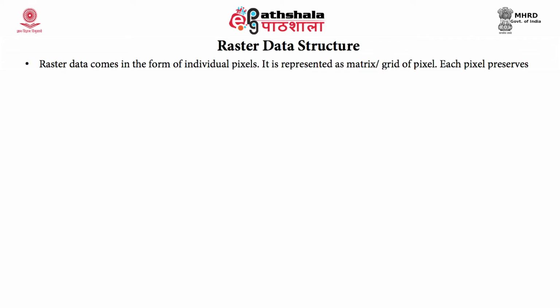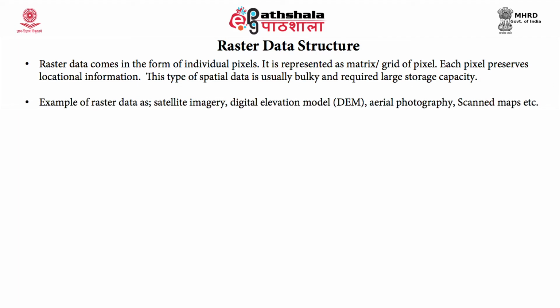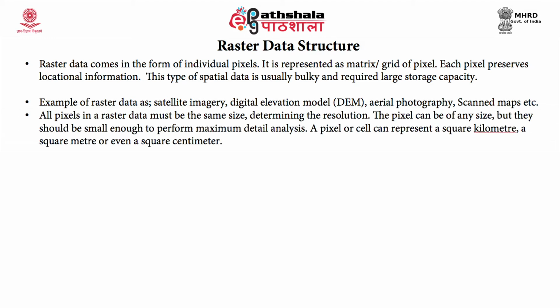Raster data comes in the form of individual pixels. It is represented as a matrix, a grid of pixels. Each pixel represents locational information. This type of spatial data is usually bulky and requires large storage capacity. Examples of raster data are satellite imagery, digital elevation model, which is also known as DEM, aerial photography, and scanned map, etc. All pixels in a raster data must be the same size, determining the resolution.